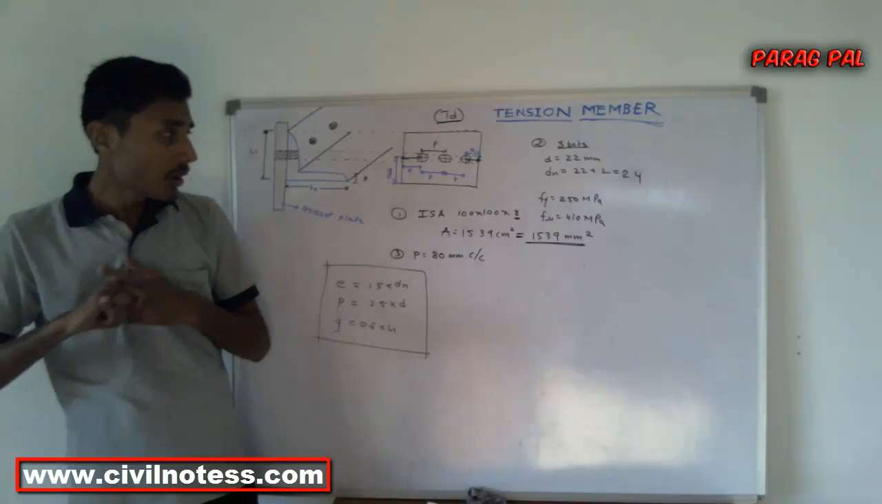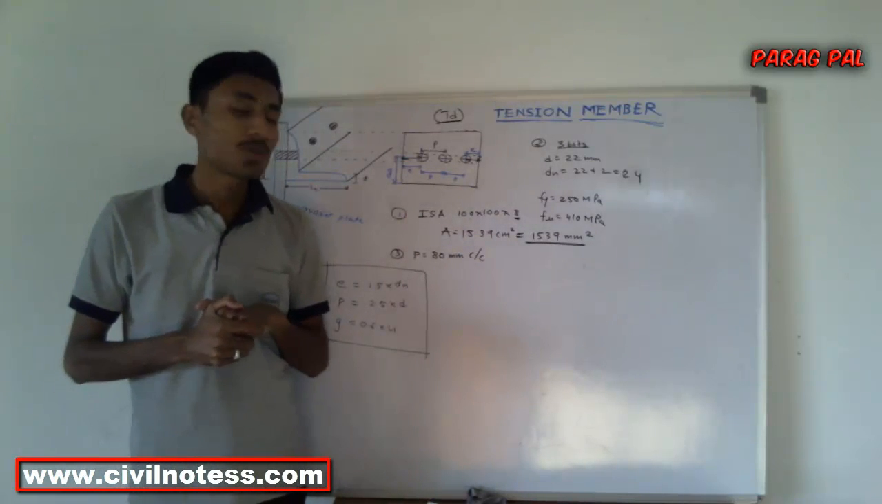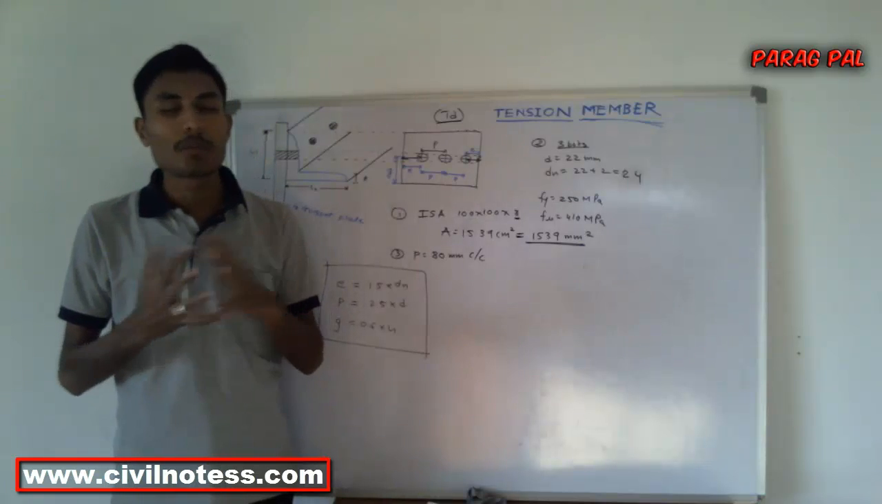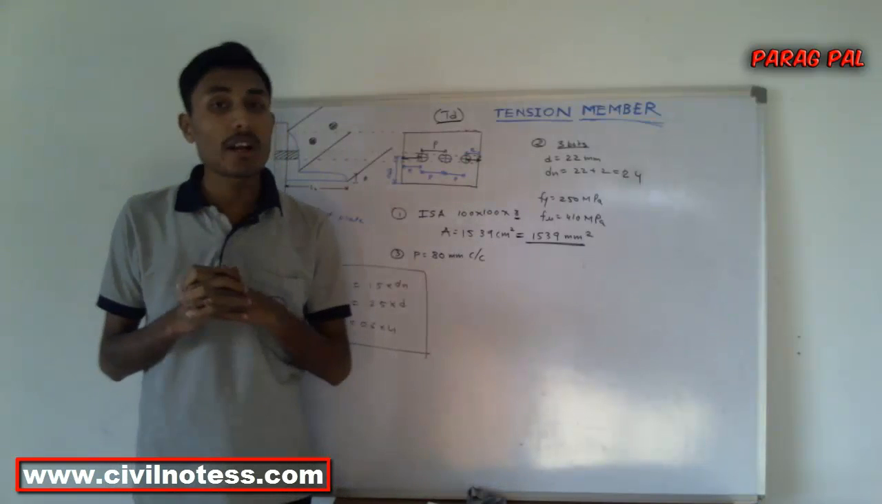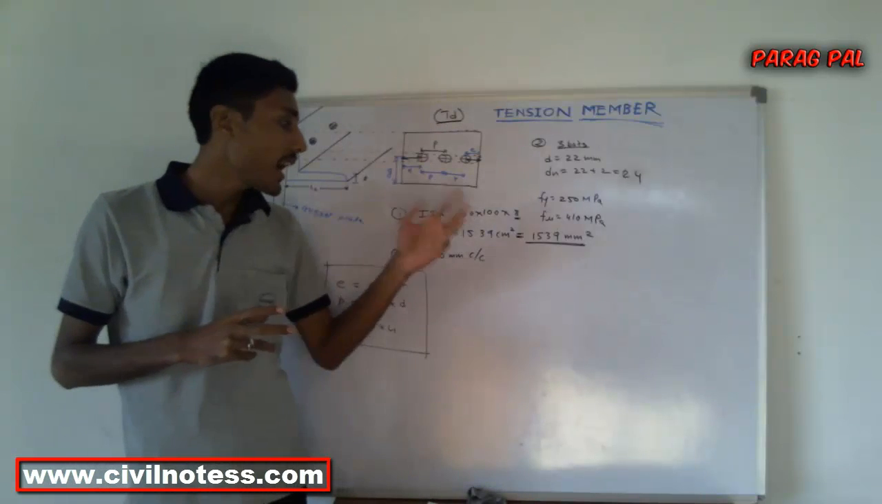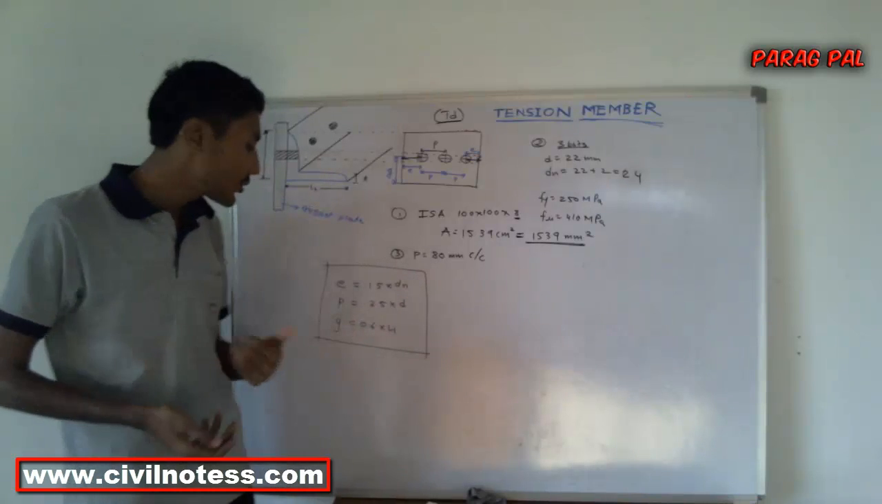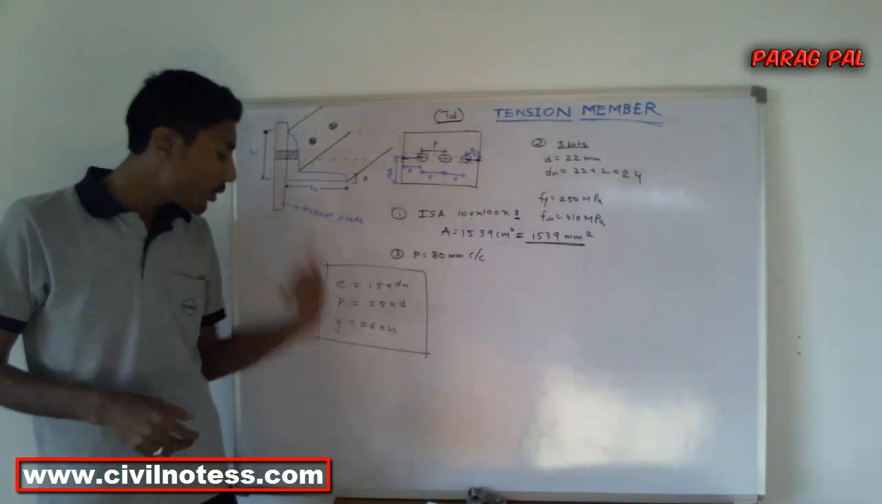Now Fy and Fu are given to us. Fy is 250 megapascal, nothing but Newton per mm square, and Fu is 410 megapascal, that is Newton per mm square. Now I get the area, and the pitch is given to us. If the pitch is not given to us, we just go for this formula. We have to determine all these three values.